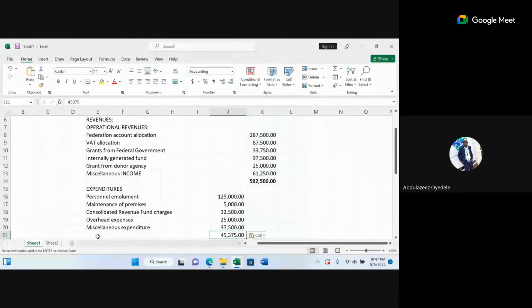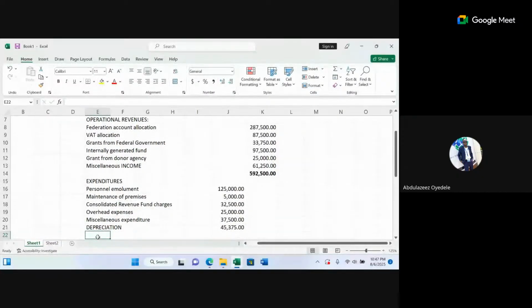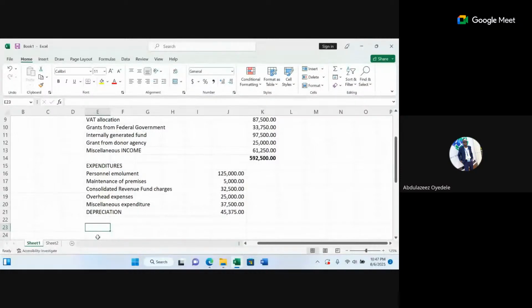So this is depreciation. Okay. So after that, we can have our total operational expenses.